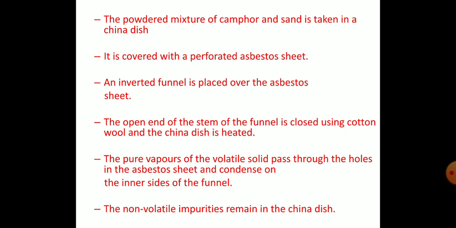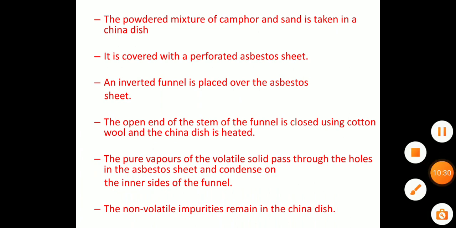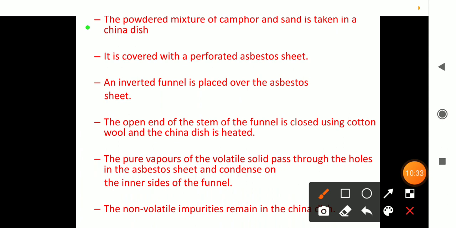So 3 steps we have seen. Now the processing is given in your textbook. Let me read and explain. What is the processing of this sublimation? Already I have explained it, but again, look at point number 1. What is given? The powdered mixture of camphor and sand is taken in a china dish.